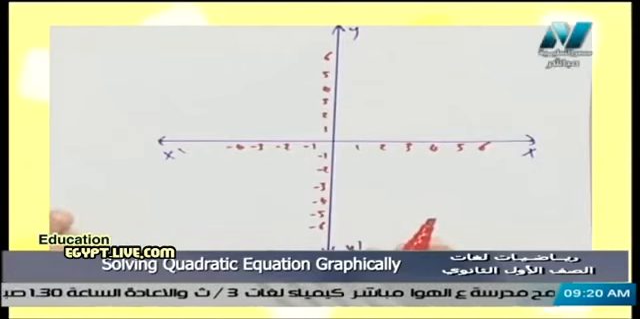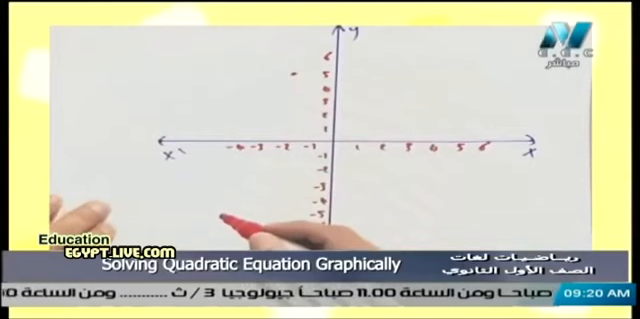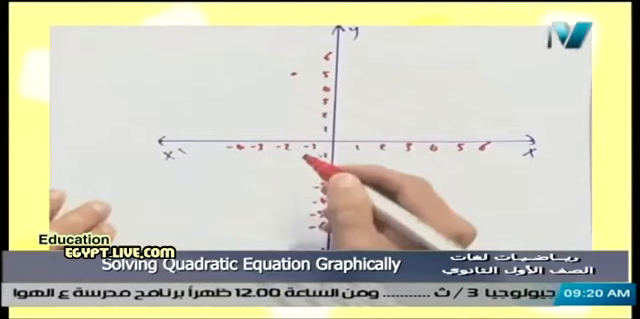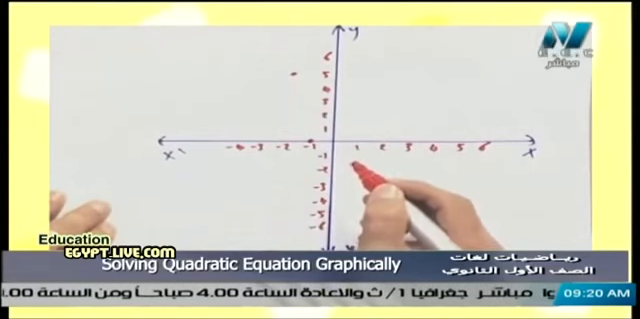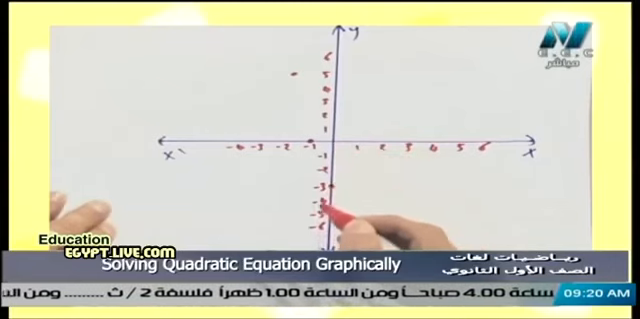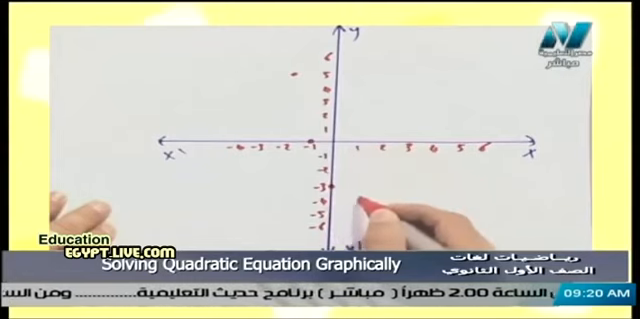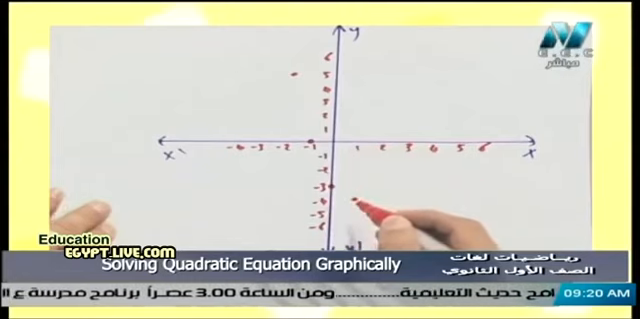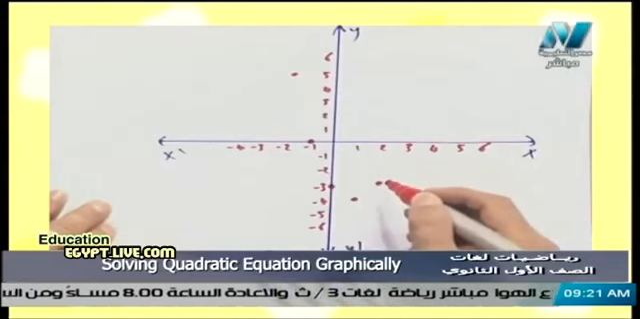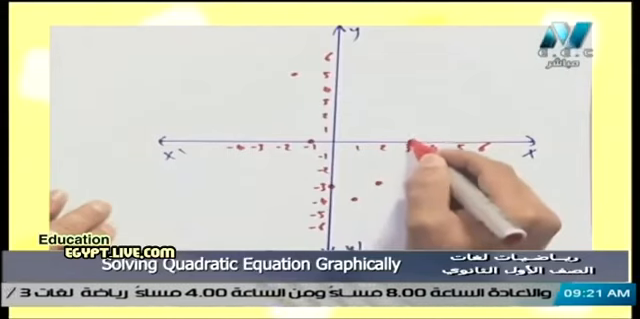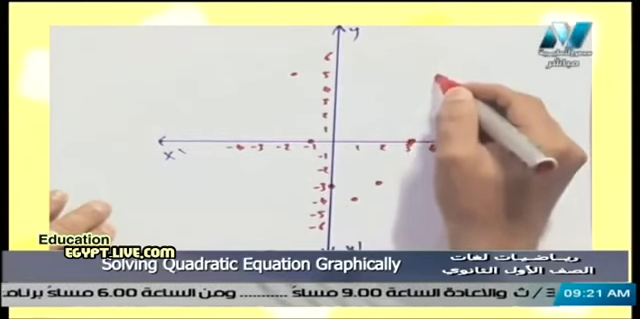The first point in the table is negative 2 and 5. Negative 2 and 5 means this point. Negative 1 and 0 is this point, because the first is negative 1 and the other is 0. 0 and negative 3, this point. 1 and negative 4, 1 here and negative 4 here. 2 and negative 3. 3 and 0, this point. 4 and 5.